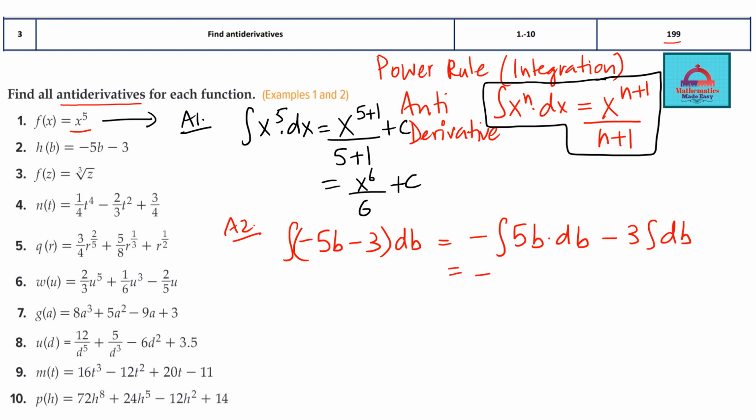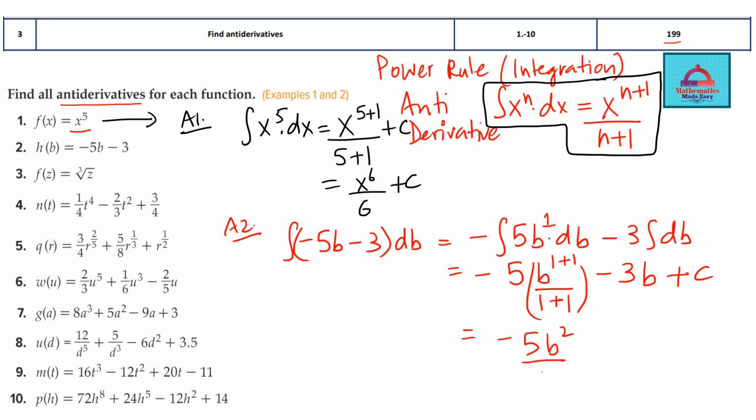Now the negative will be as it is, b is raised to the power 1, so we apply the power rule, 5 comes out, it becomes b to the power 1 plus 1 over 1 plus 1. And minus 3, there's nothing here, only db, so it will become b, and then you add the constant of integration. So the final answer for this question is going to be minus 5b square over 2 minus 3b plus c. That's your answer for question 2.